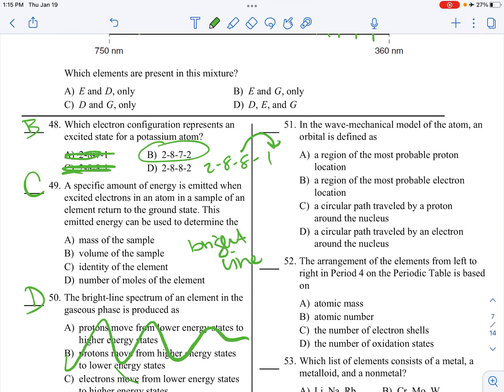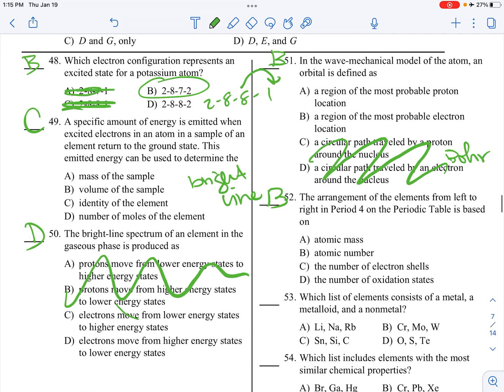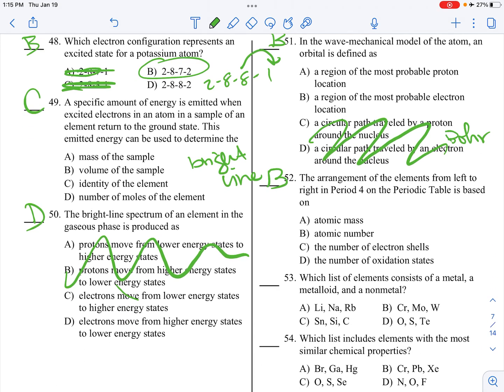In the wave mechanical model, an orbital is defined as, not circular paths, those are Bohr, but the region of most probable location for electrons. And as far as the regions go, that's all you need to know. The arrangement of elements from left to right on period 4 is based on atomic number. It used to be atomic mass, but there are a few discrepancies.